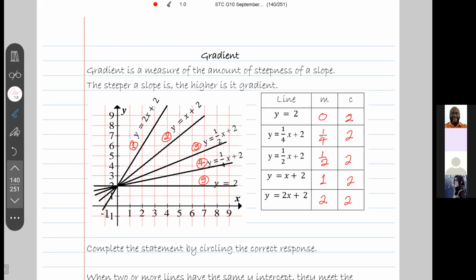Now, for all of these lines, guys, this diagram is showing you a few things, but one of the things it's showing is that the number at the end here tells you where the graph cuts the y-axis. The number at the end is the y-intercept. So here, all of these lines have the same y-intercept. It means that they all cut the y-axis at 2.